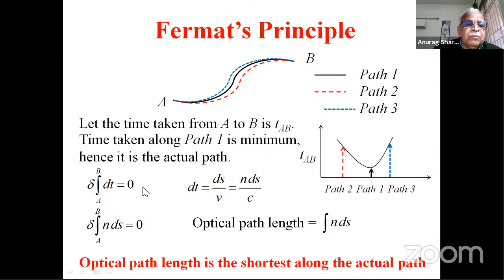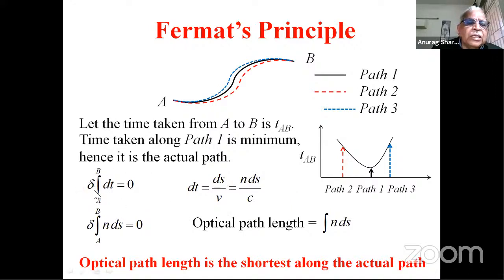So what does it mean in terms of mathematics? That means the time taken, that means dt from A to B, the total time taken from path A to B, any variation in that must be 0. What does that mean? Whenever something is minimum, a small variation will not make any change. We all know that if the first derivative of a function is 0, then it is a minimum at that point, or a maximum. We'll come to that. So this is the same statement.